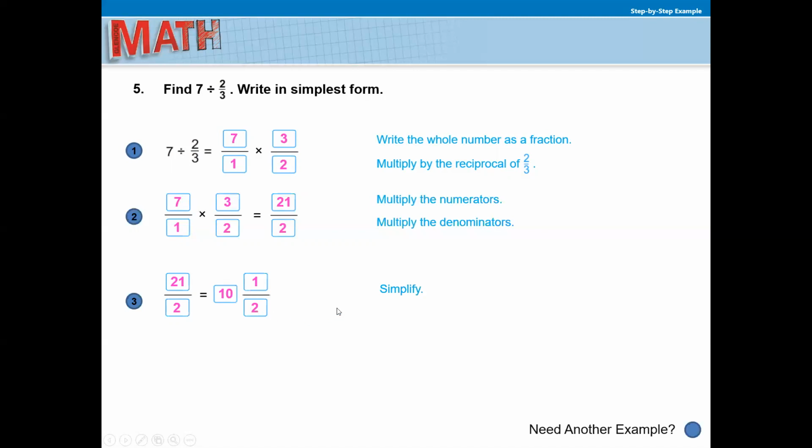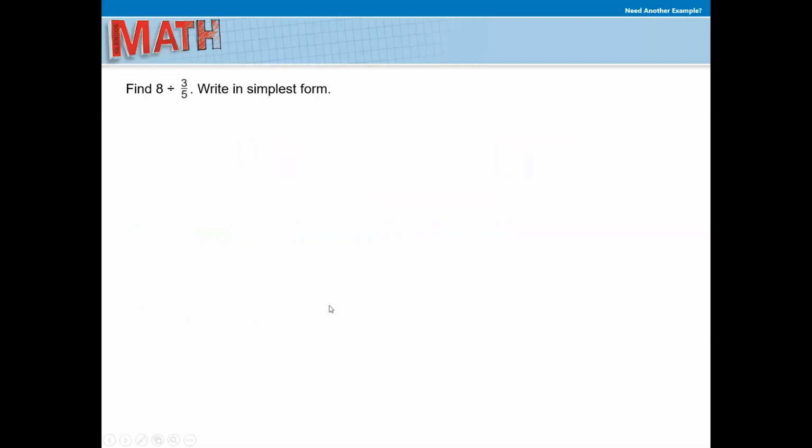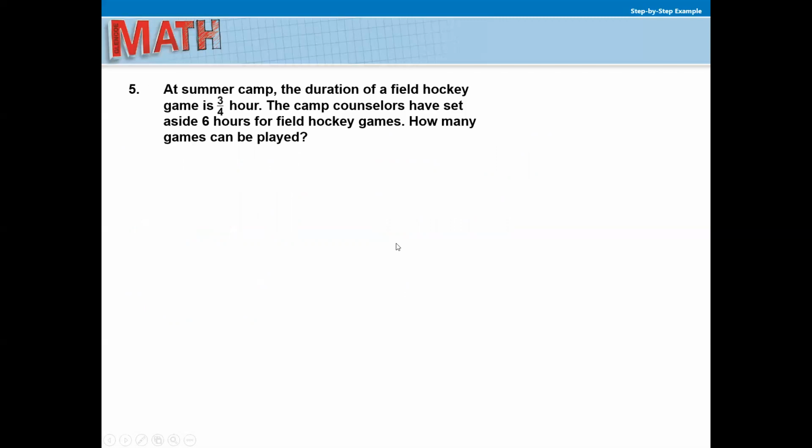Here's another example. Find 8 divided by 3/5. Write your answer in simplest form. Pause the video, show all of the work in your math notebook, press play when you're ready to go on.